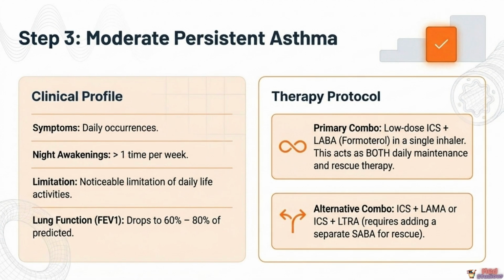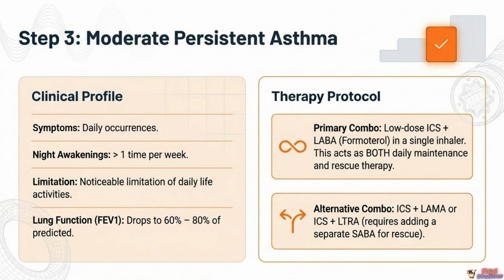Step 3 is moderate persistent asthma, a significant escalation in disease severity. The clinical picture here is daily symptoms, every single day, nocturnal awakenings more than once per week, noticeable limitation of daily life activities, an FEV1 that has now dropped to between 60 and 80% of predicted, indicating real, measurable impairment in lung function. Management at this step is more aggressive.